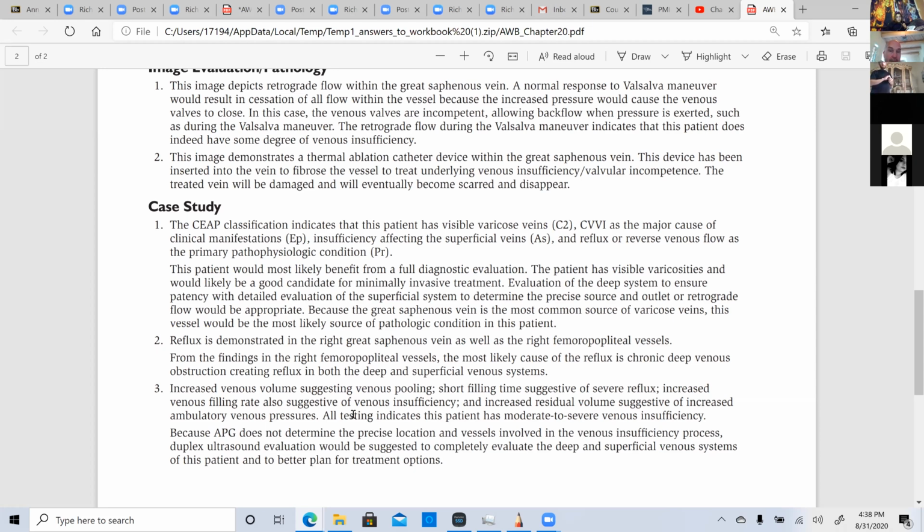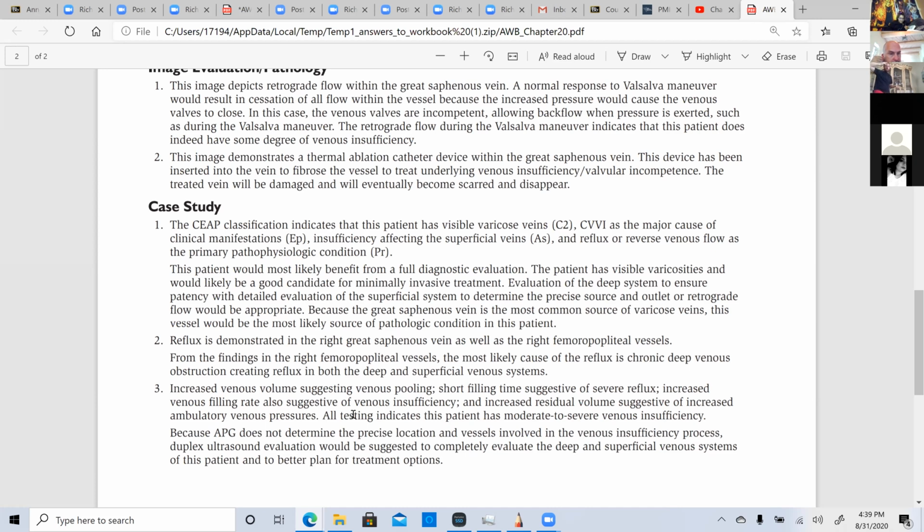Classification indicates that the patient has visible varicose veins, C2. Oh no, C3 is edema. C2. And chronic venous valvular insufficiency as a major cause of clinical manifestations. So we said EP, CVVI. Insufficiency affecting the superficial veins, AS, and reflux or reverse venous flow as a primary pathophysiologic condition. Reflux or reverse, and that's PR for reflux, okay? Reflux is demonstrated in the right great saphenous vein as well as the right femoral popliteal veins.